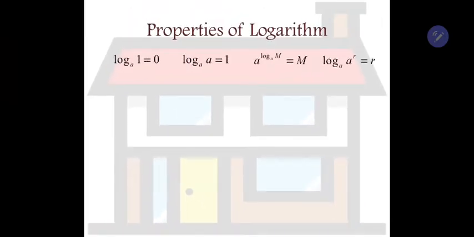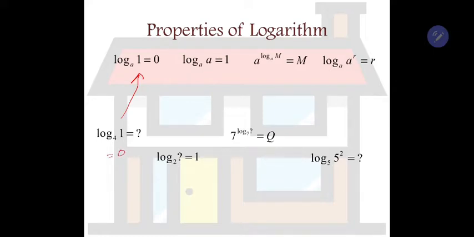I rewrote these properties, and then I asked you to answer these four questions and share your answers with me. I'm going to answer these questions now. As for the first one, as you can see, log base 4 of 1 equals what? Certainly you can use the first property here. We know no matter what the base of log is, as long as you have 1 after the log, the answer is always going to be 0. So the answer for this is 0.